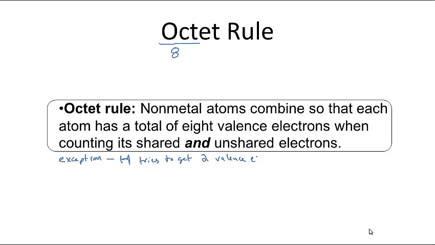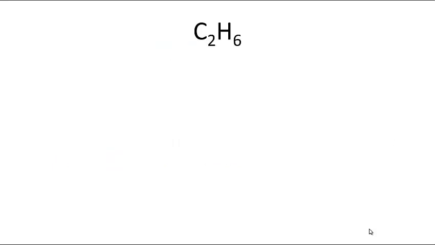So if you remember back when we were talking about ionic bonding, atoms gained or lost electrons, so they would have the electron configuration or the electrons of a noble gas. Same is true for covalent bonds, except they're not gaining or losing. They're sharing until they get to a total of 8. So let's play this out a little bit.